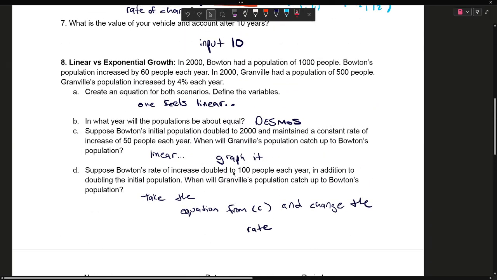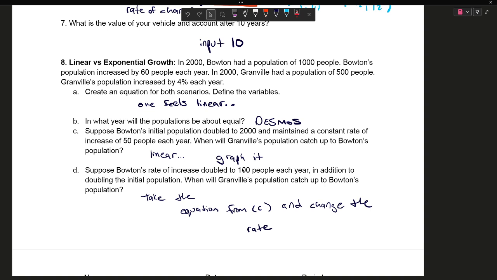Okay, so this bottom part right here is we're making equations for population increase, and it's saying one of them increases by 60 people each year, and one of them increases by 4%. One of them is definitely linear, the other one is exponential. You just have to figure that out and then write those equations. In what year are the populations equal? If you put both of those into Desmos, you should find where the graphs meet. And obviously, remember, we're counting time positively, so just check when x is greater than 0.